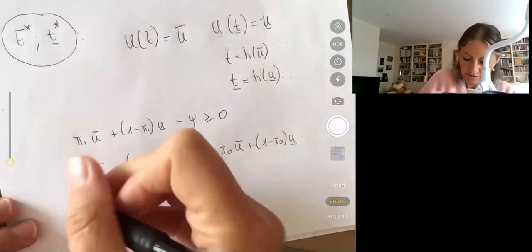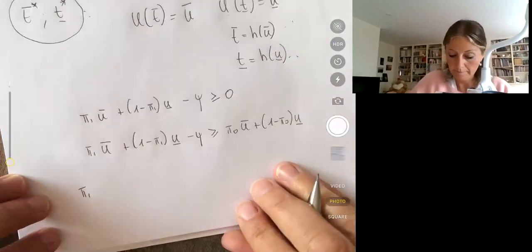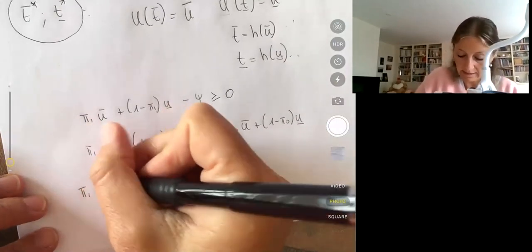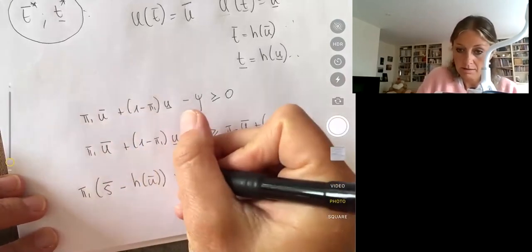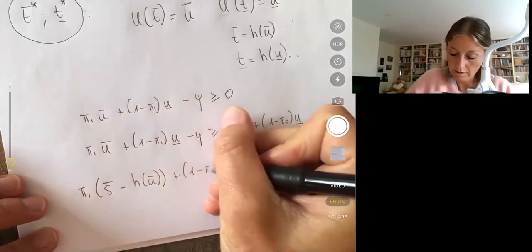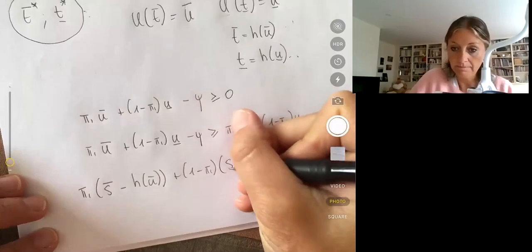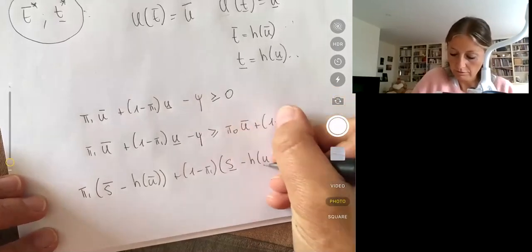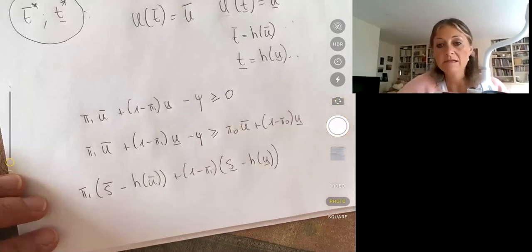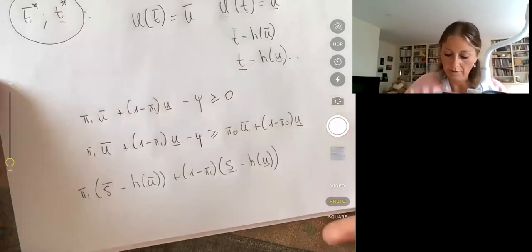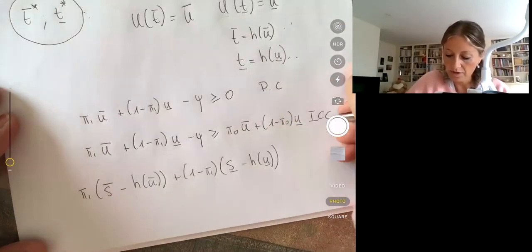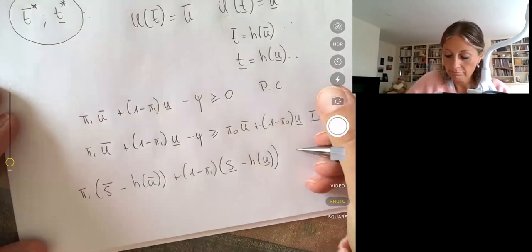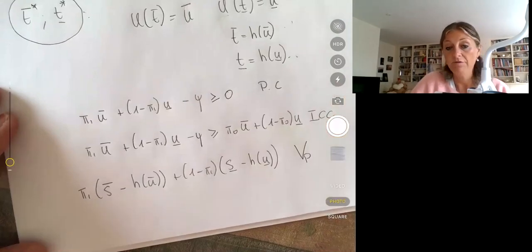Now, the utility function instead will look like pi 1 S upper bar minus H of U upper bar plus 1 minus pi 1 S lower bar minus H of U lower bar. Okay, so this is our new program: the participation constraint, the incentive compatibility constraint, and the utility function of the principal P.